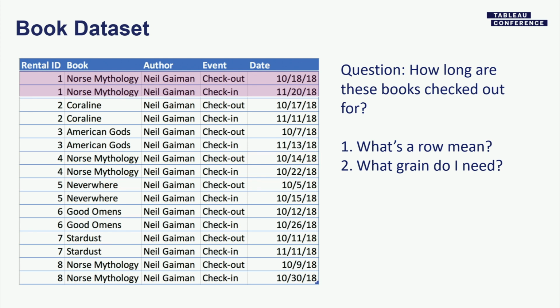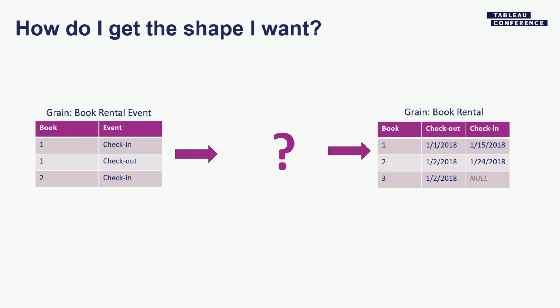So a row here really represents a rental event. Not a rental, but just some sort of event. It's been checked in, it's been checked out. So I start with the information on the left, my book rental event, and I want to convert it to a book rental. So how do I do that?